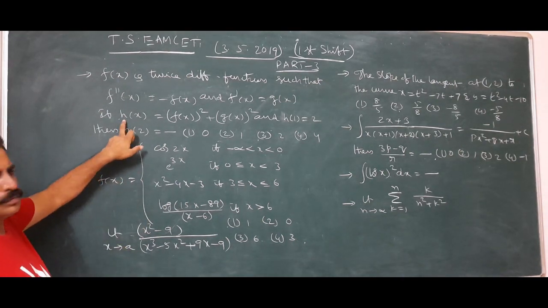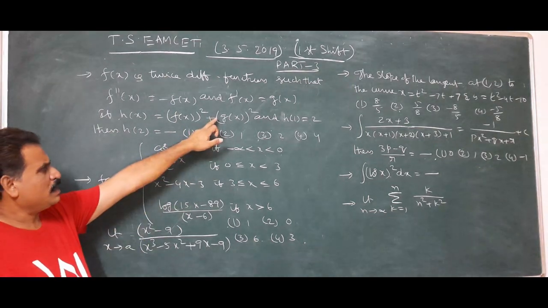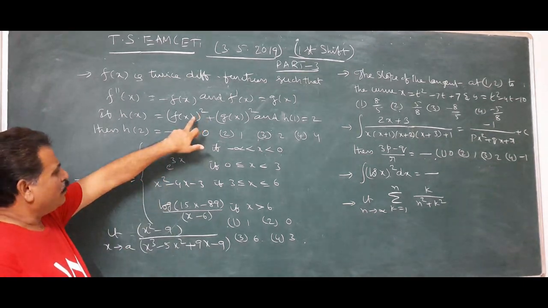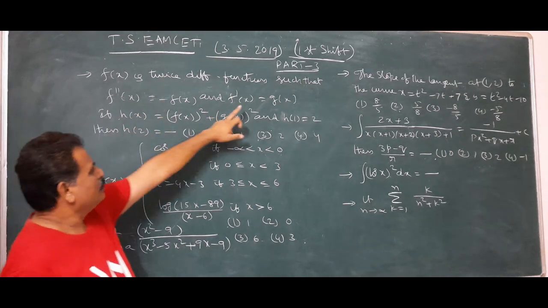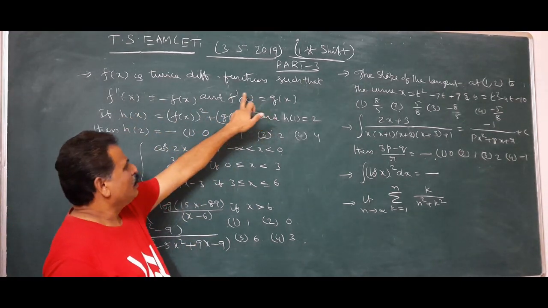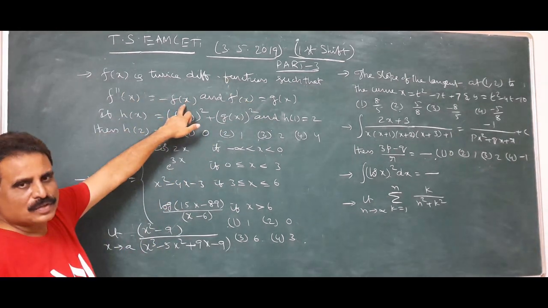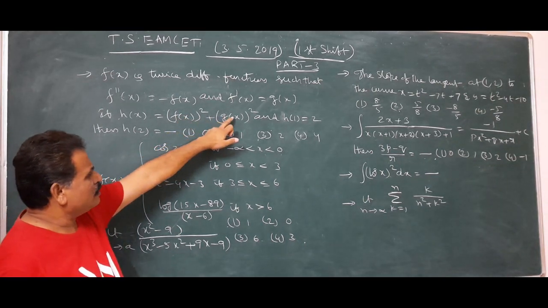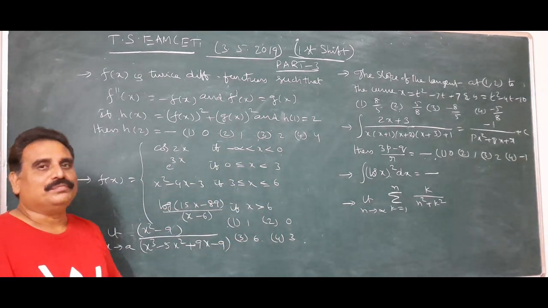h'(x) = 2f(x)·f'(x) + 2g(x)·g'(x). Keep in mind that f'(x) is g(x), g'(x) is f''(x), and f''(x) is minus f(x). So we get f(x)·g(x) minus f(x)·g(x), times 2. That means it becomes 0.